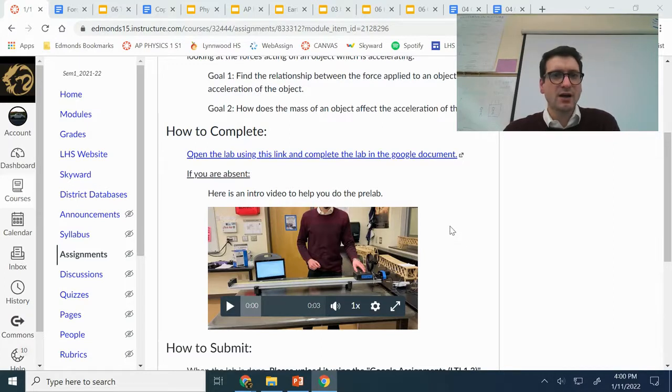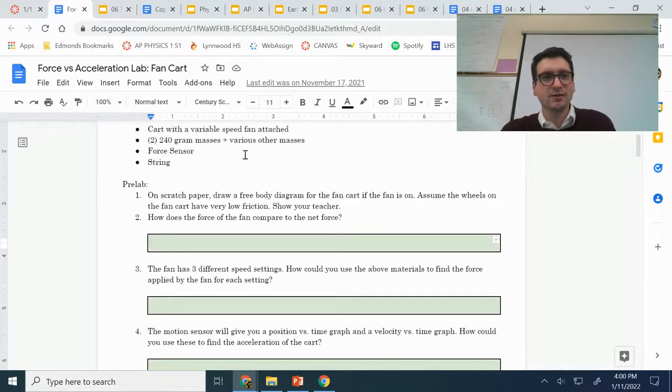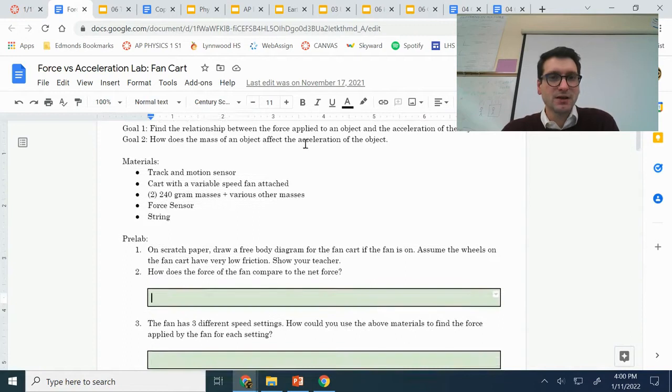So that's that. Next, you're going to go ahead and open up the document right here. When you do that, it'll ask you to make a copy of it, and this is what it will look like. Again, there are the two goals at the top, and the materials that you get are the track and the motion sensor. You're familiar with those because we've been using them earlier in the year with all of the motion stuff, right? Running the cart down the track, using the motion sensor to tell us the position and time, velocity and stuff like that.